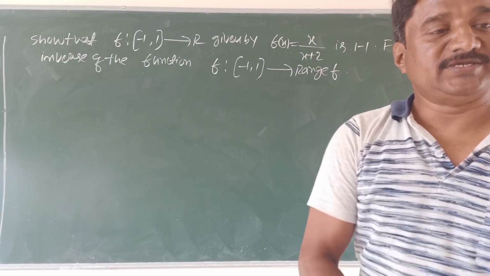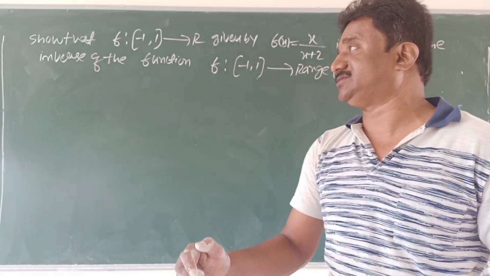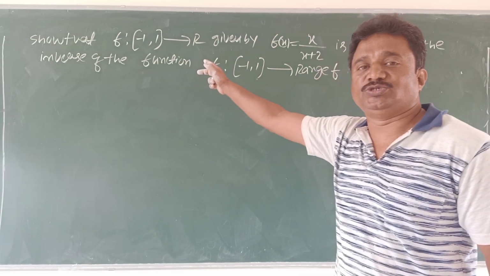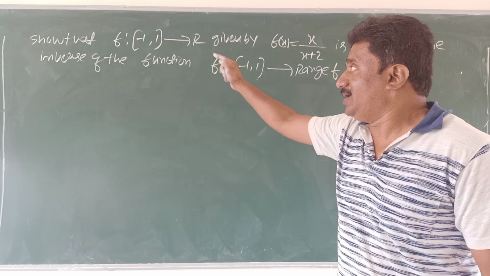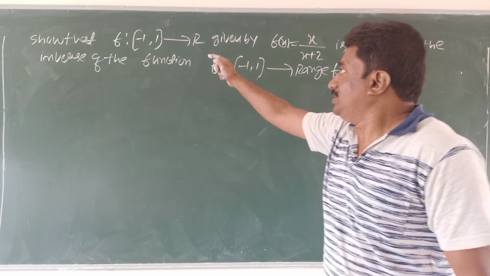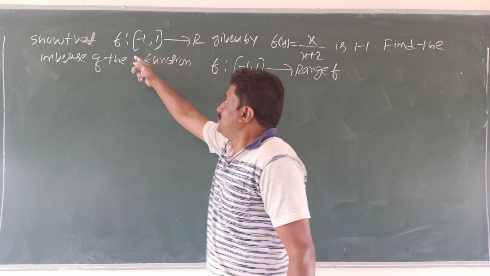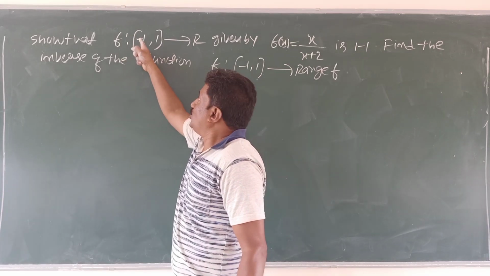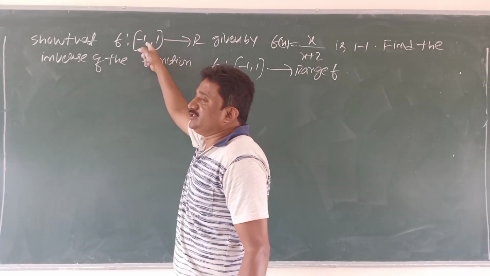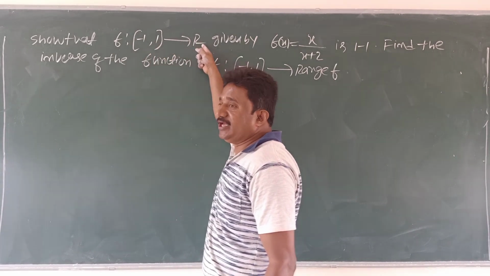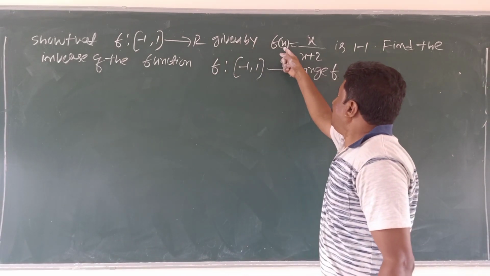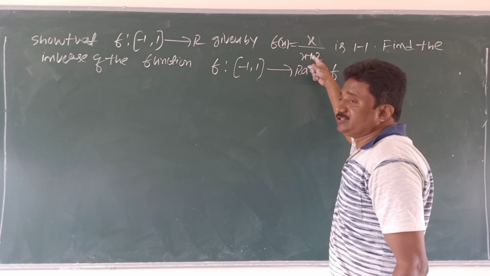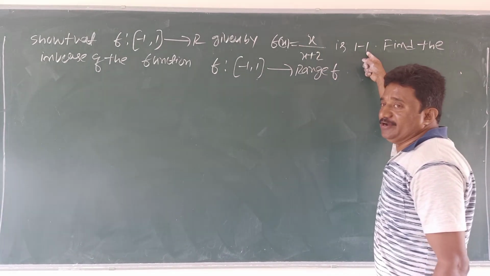Students, this is the 78th class. Look at that board, students. I have written a simple question on the board. Show that f from the closed interval [-1, 1] to the reals, defined by f(x) = x/(x + 2), is one-one.